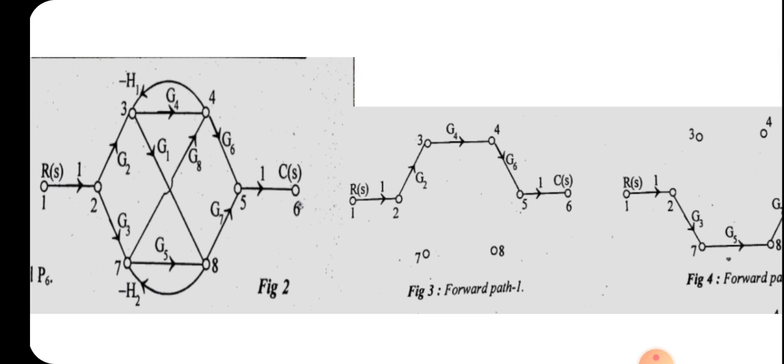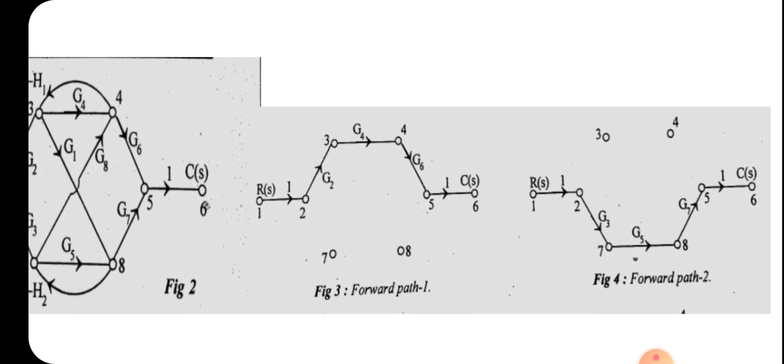Again, you can go from 1, 2, 7, 8, 5, 6. That is another forward path, the second forward path. Its gain can be obtained from the diagram given in the question: 1, G3, G5, G7, 1. So the forward path gain P2, with notation P suffix 2, is equal to G3 into G5 into G7 into 1. That is the forward path gain.